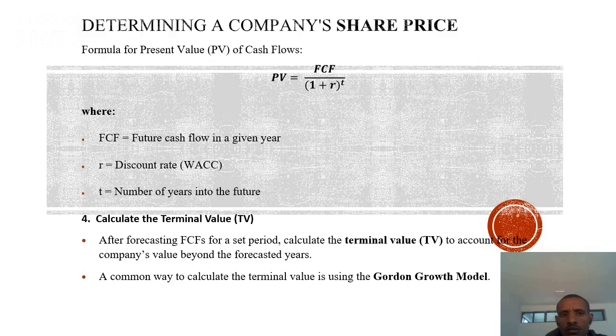After forecasting FCFs for a set period, calculate the terminal value, TV, to account for the company's value beyond the forecasted years. A common way to calculate the terminal value is using the Gordon growth model.